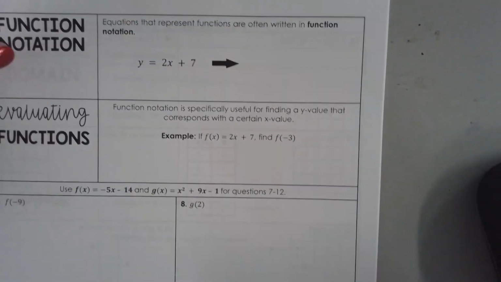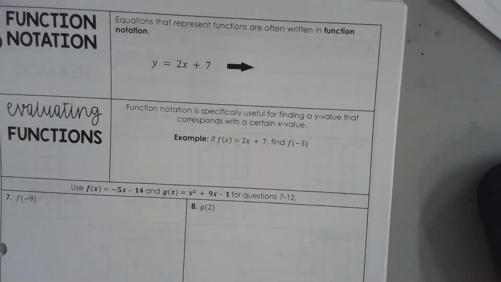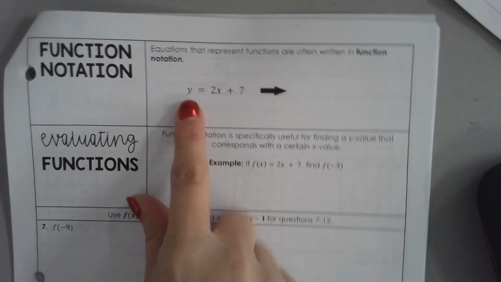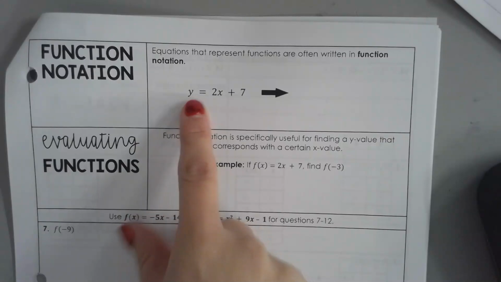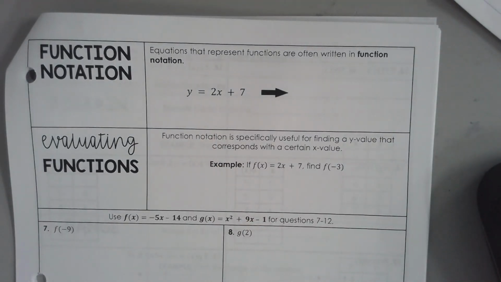Function notation. Notation, that word just means the way we write it. The way we write functions is going to look a little different than maybe what you're used to. If I gave you an equation, you're probably going to see y equals. You saw that when you were graphing a line. y equals 2x plus 7. Well, there's going to be a very slight difference in the way we write it.